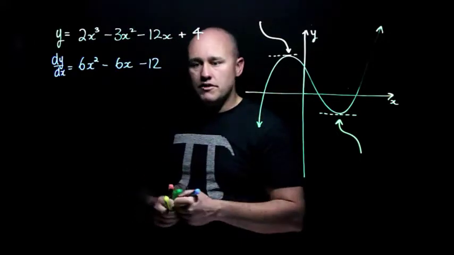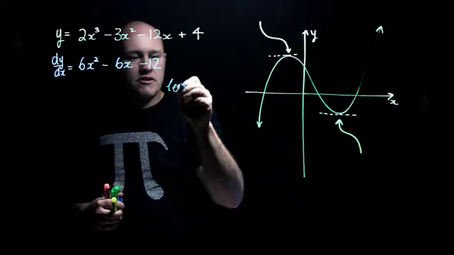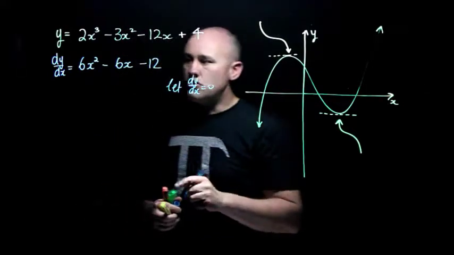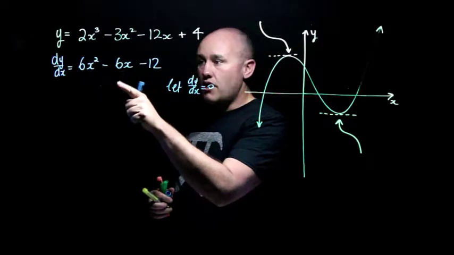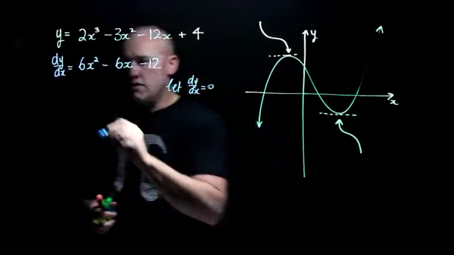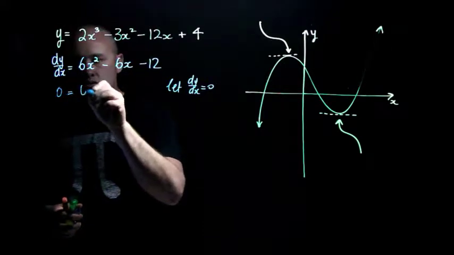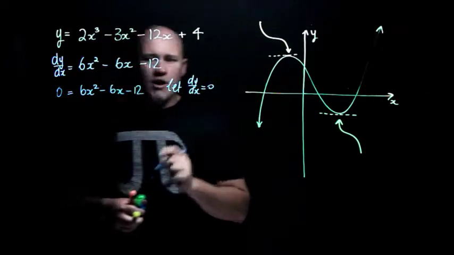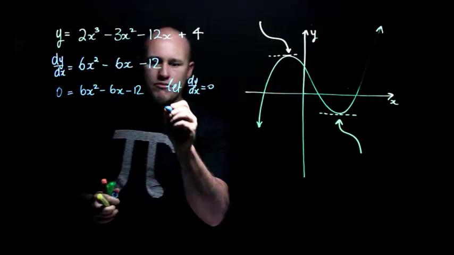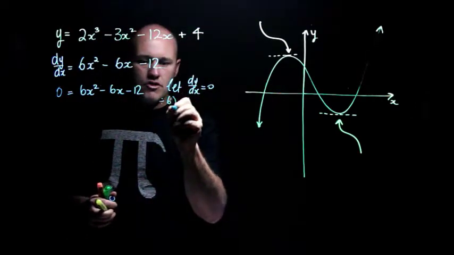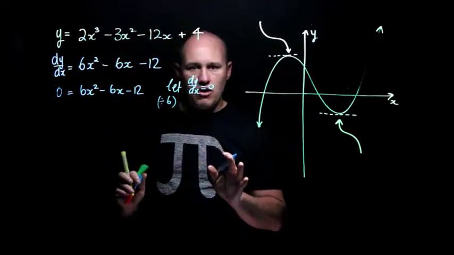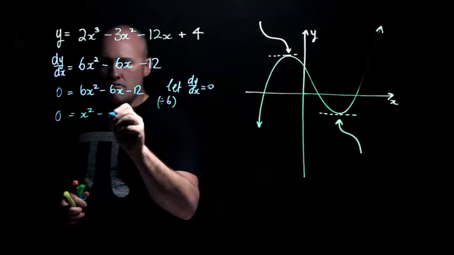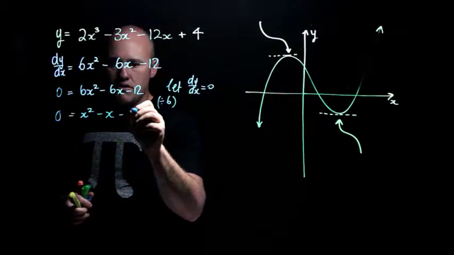But now I've got this, and I'm going to say, well, let's let dy/dx equal 0, so we can find our x values that allow dy/dx to be 0. So I get this: 0 equals 6x squared minus 6x minus 12. I'm going to skip some of the maths. I'm going to be a little bit quick on this, but try it out yourself, see what happens. First thing I can do is divide by 6. That's going to make my life a bit easier. And I get this: 0 equals x squared minus x minus 2.